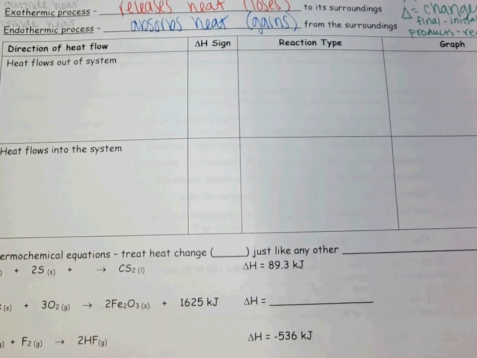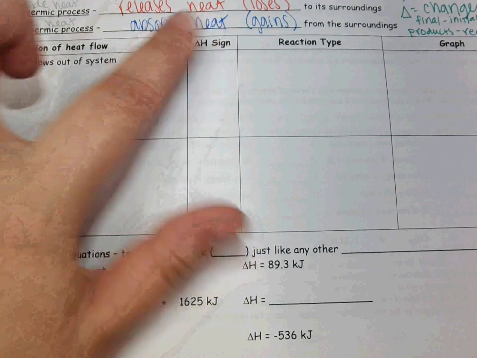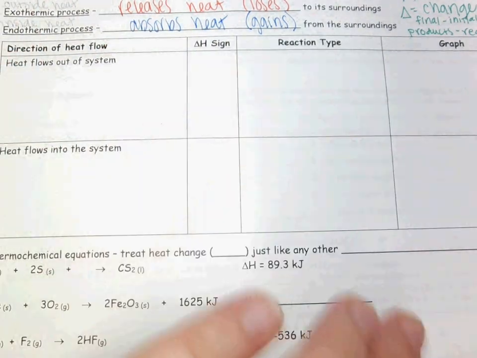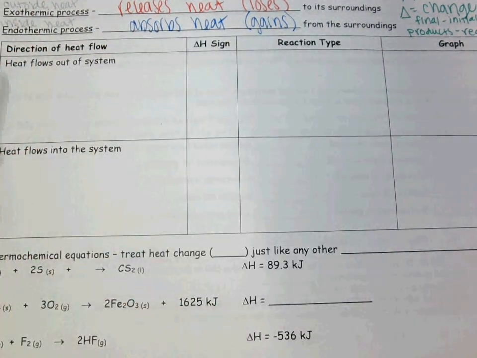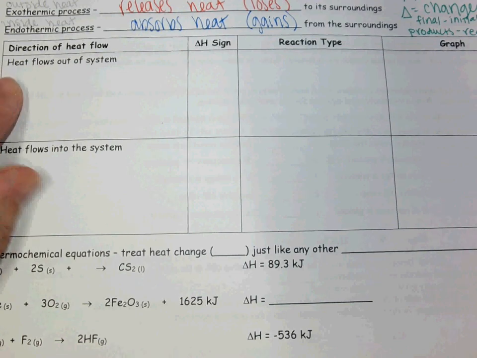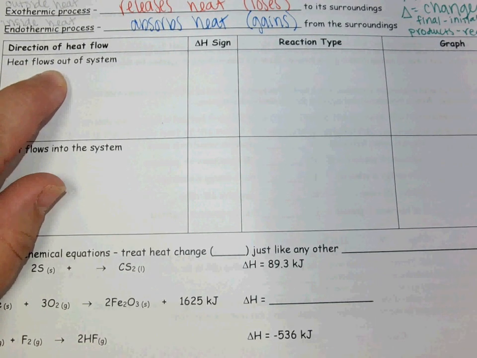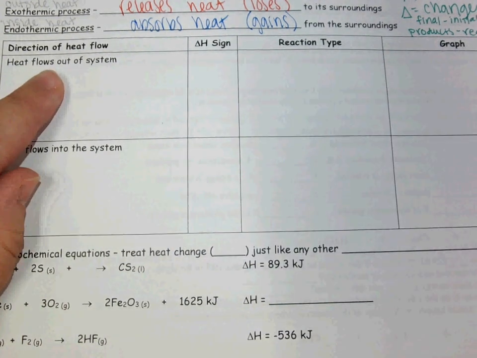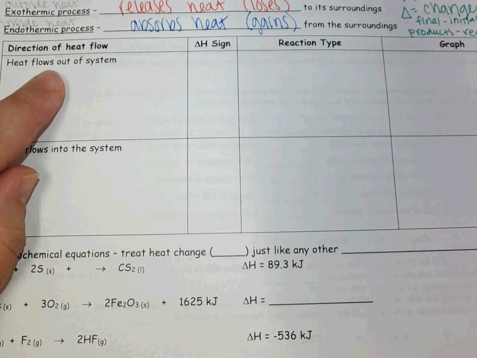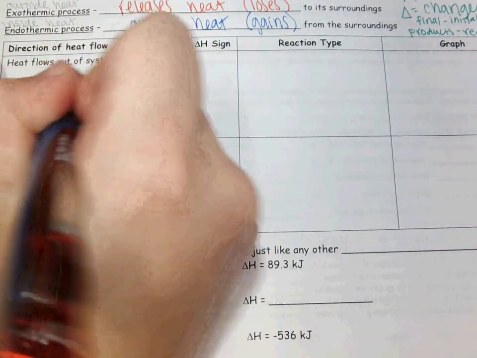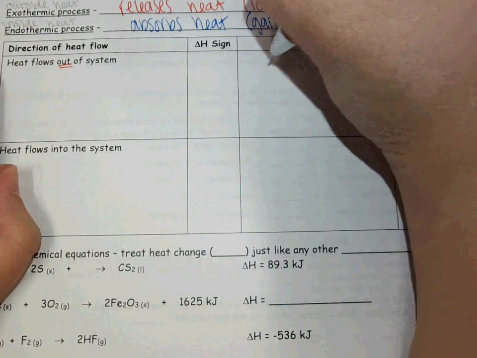And then I have a little chart for us here talking about the direction of heat flow and then the delta H sign, what type of reaction it would be. So for each of those, we've kind of already defined it. If the heat is flowing out of the system, what type of reaction would that be? If it's going out, exothermic.